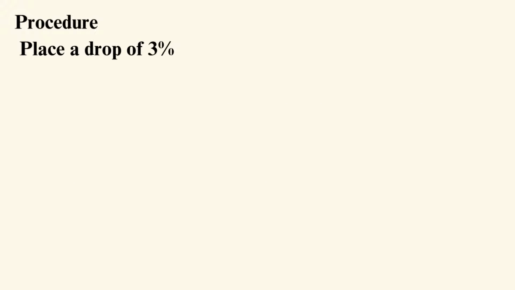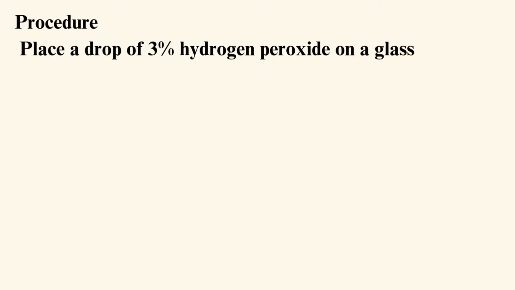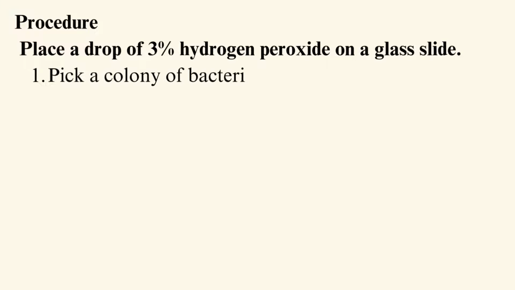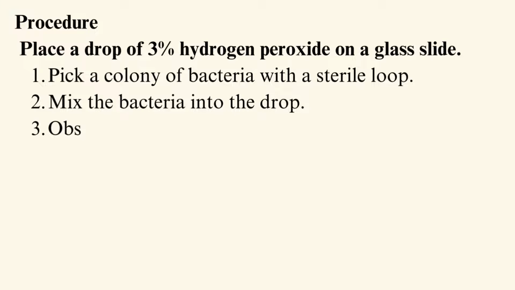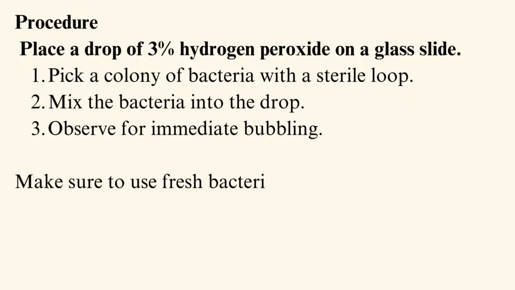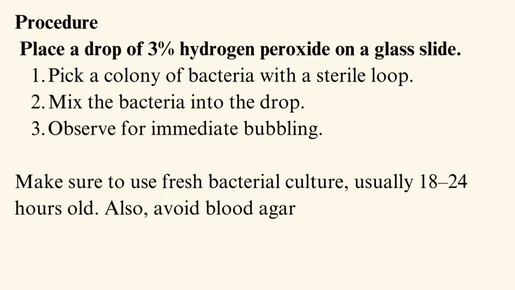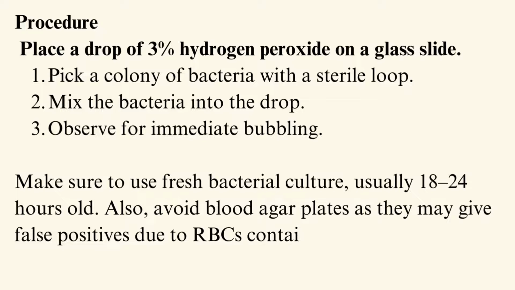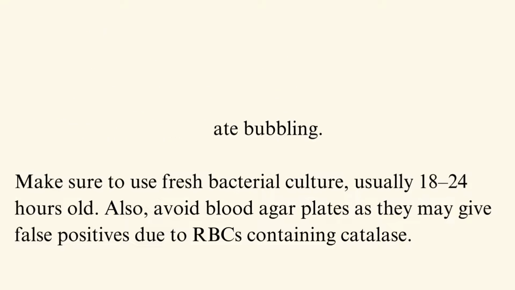Procedure: place a drop of 3% hydrogen peroxide on a glass slide, pick a colony of bacteria with a sterile loop, mix the bacteria into the drop, observe for immediate bubbling. Make sure to use fresh bacterial culture, usually 18 to 24 hours old. Also, avoid blood agar plates as they may give false positives due to RBCs containing catalase.